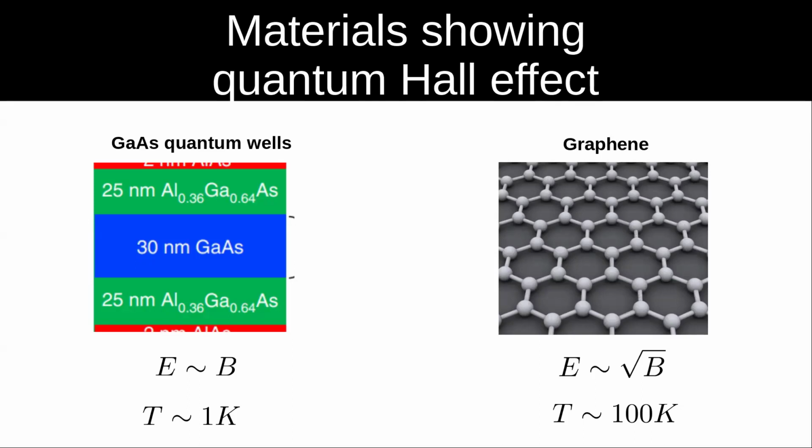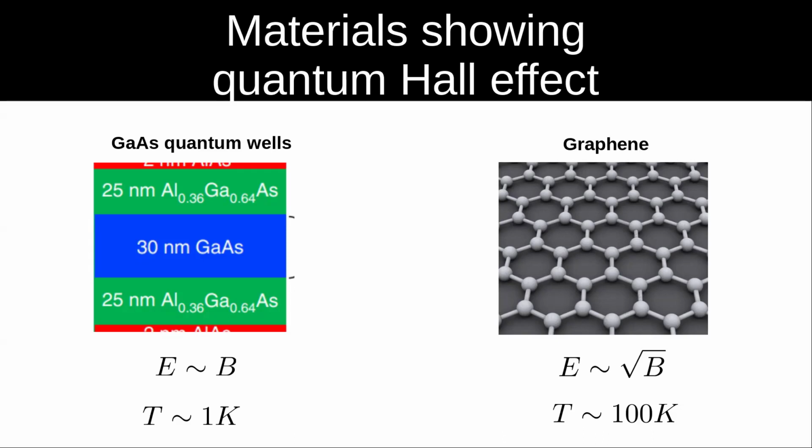Most interestingly, the quantum Hall state can also be observed in two-dimensional materials, and in particular in graphene. And one of the very special points that we will elucidate later on is that in graphene, the quantum Hall energy scale depends on the square root of the magnetic field, and this different dependence effectively makes the quantum Hall state in graphene appear at much higher temperatures, and in particular, it can be observed at around 100 Kelvin and even up to room temperature.